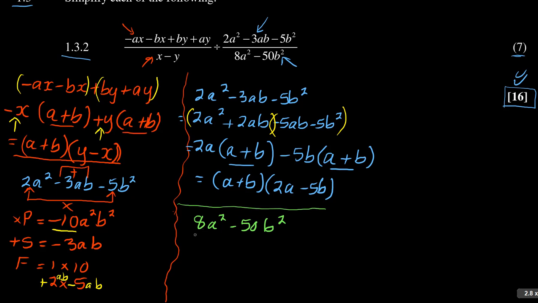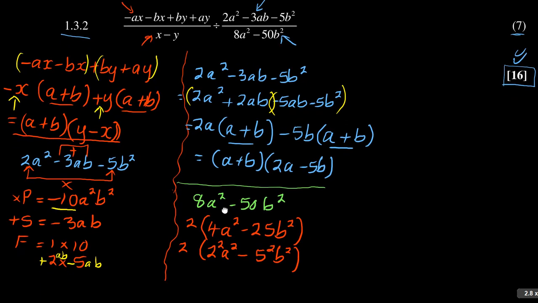Let us take a 2, or factorize a 2 from 8 and 50. You will see that 2 into 8, I get a 4a squared minus 25b squared. And there we go, the difference of two squares. Remember, 4 is a square, which is 2 squared a squared, and 25 is a square of 5, which is 5 squared b squared. Do you see what I meant when I say this is a hidden difference of two squares?